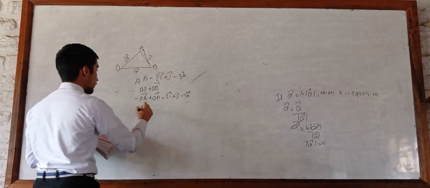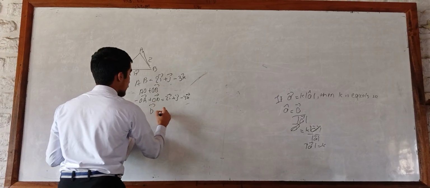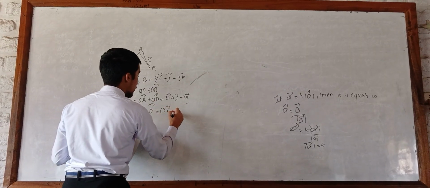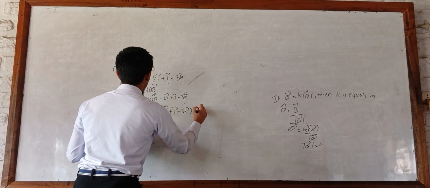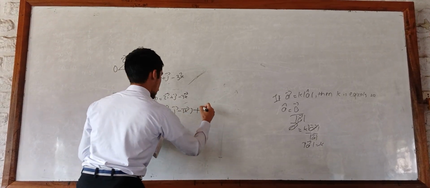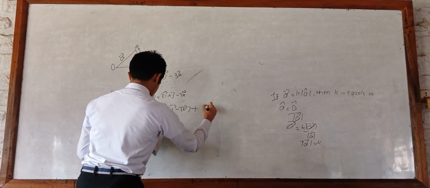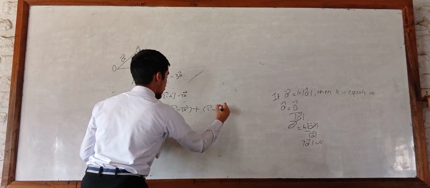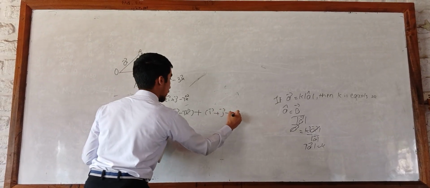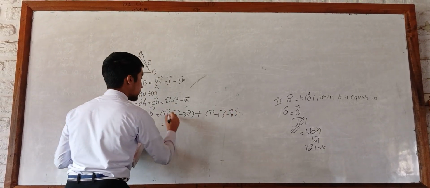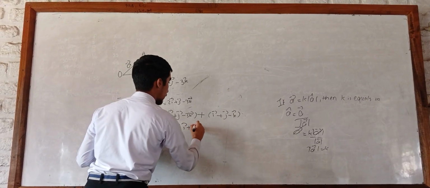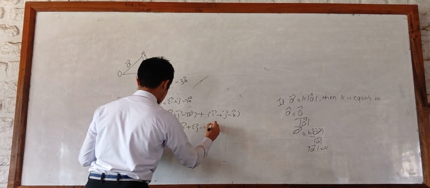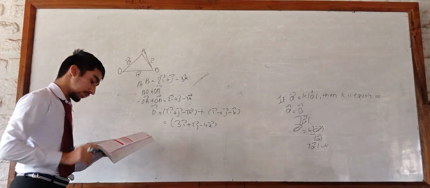Or for our OB, we can write B vector equals 2I vector plus J vector minus 3K vector plus I vector plus J vector minus 3K vector. This is our B: 3I vector plus J vector minus 4K vector, which is our option number C.